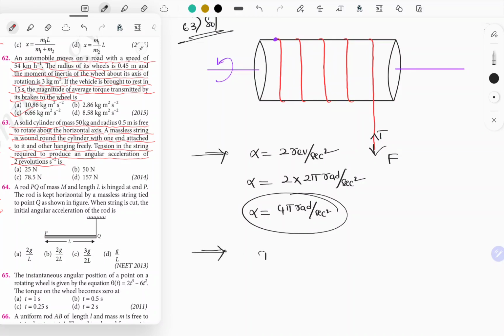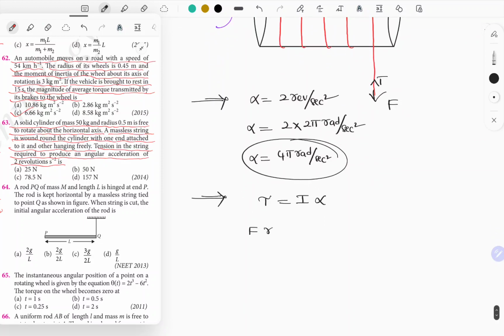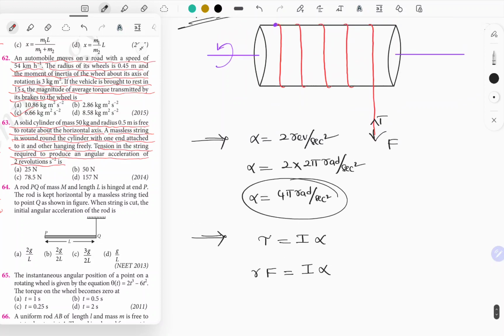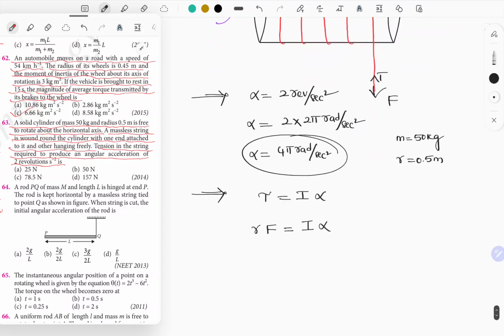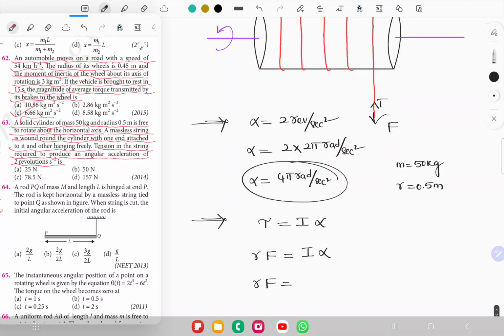What's the formula for torque? Torque is equal to I into alpha. And R into F is the formula for torque in terms of force. I need the force value, which is the reason I converted torque into force. Did they give the radius? Yes, they did. Mass is equal to 50 kg. Radius is equal to 0.5 meter. So this is the data they have given. Instead of substituting this directly, let me find the moment of inertia. Is this a solid cylinder or a hollow cylinder? It is a solid cylinder.